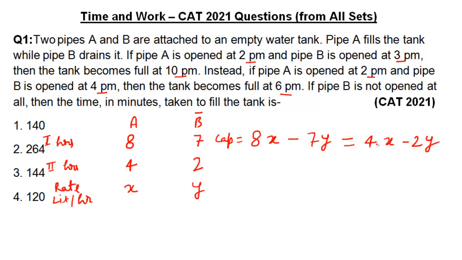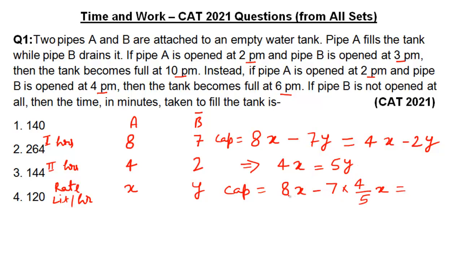So this is something that you need to understand. The capacity can be written either this way or that way. After equating this, we will get 4X is equal to 5Y. So now we get the relationship between X and Y. So we can write the capacity in terms of X as well, which is 8X minus 7Y. That is 8X minus 7 multiplied by Y, which is 4 by 5 X. I just put the value of Y as 4 by 5 X. So that is 40 minus 28, that is 12 divided by 5, 12 by 5 X.